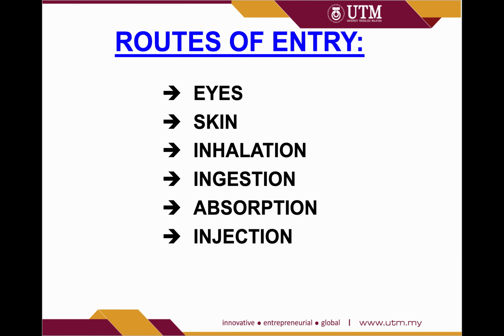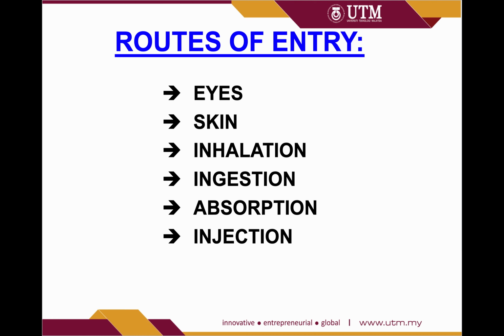Alright, now let's talk about routes of entry of these chemicals. Hopefully not on purpose, but accidents do occur, so these are the routes of entry that are quite common. The three common routes of entry are the eyes, the skin, and inhalation, because we all have eyes, we all have skin, which is the largest surface of our body, and we all breathe. Ingestion is probably not that common unless you swallow it by mistake. Absorption is usually by skin, and of course injection is rarely happening, but it happens nonetheless.